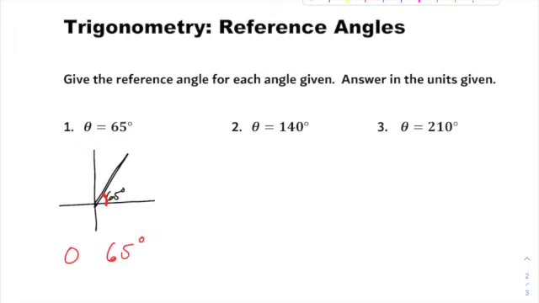And a lot of times we'll represent this with a theta prime. That's what the apostrophe is called there. Theta prime, the reference angle, is 65 degrees. Hey, when you're in quadrant 1, it's just whatever that acute angle is.